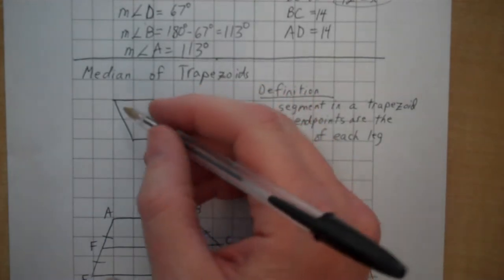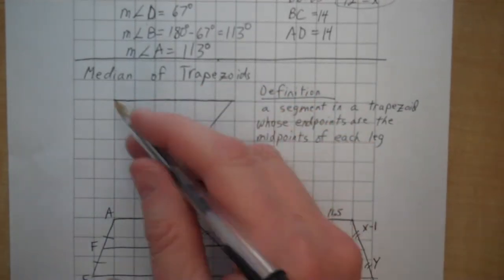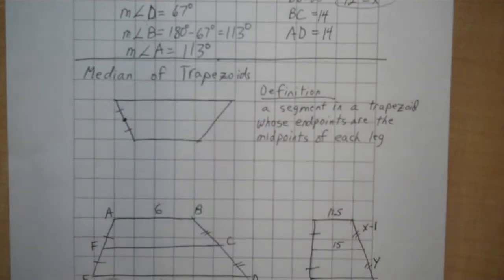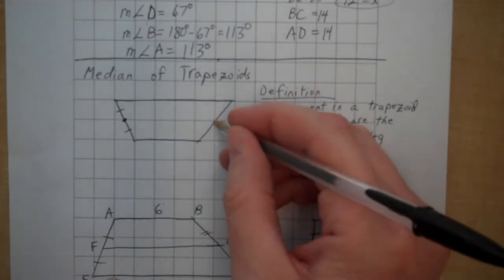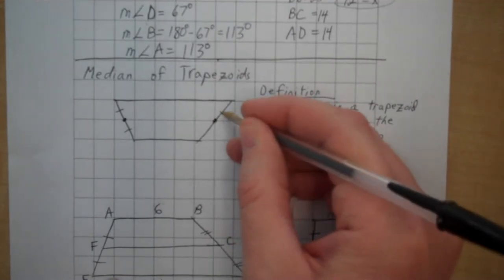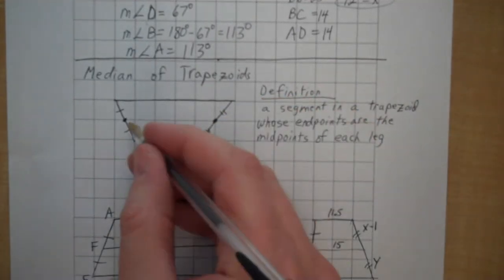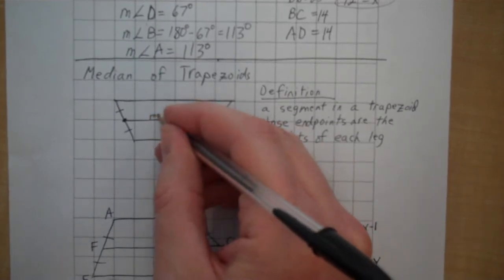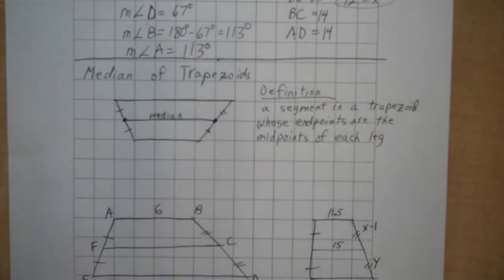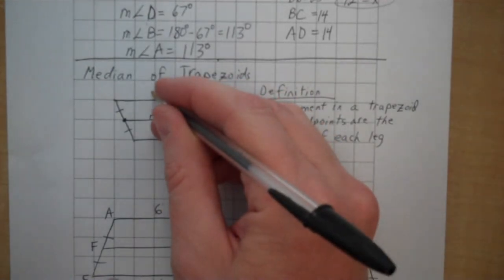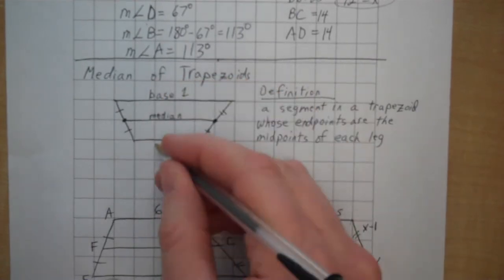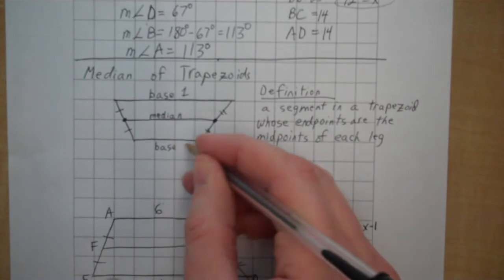So, if I have this trapezoid right here, and this is the midpoint of this side, and this point is the midpoint of this side, then this guy right here is the median of the trapezoid. This is a base. We'll call it base 1. This one is base 2.